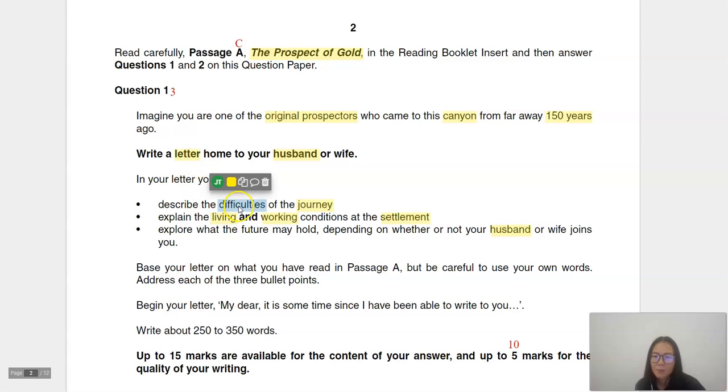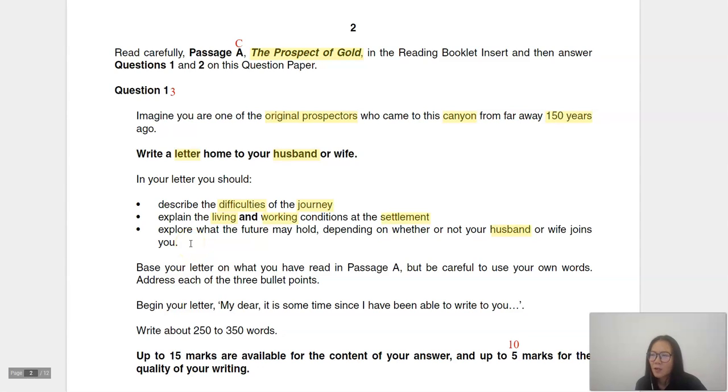When you're writing back to talk about the difficulties of the journey, how difficult are you going to make it sound? Do you want to worry them too much or not? Again, find out from the passage. And then, of course, living and working conditions. How honest are you going to be about the living and working conditions, depending also on whether you are going to invite your husband or wife to come and join you or not. All right. And then, of course, what the future may hold.